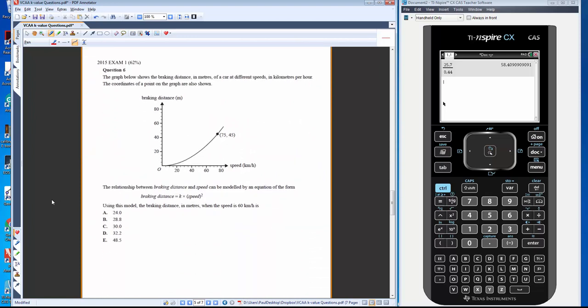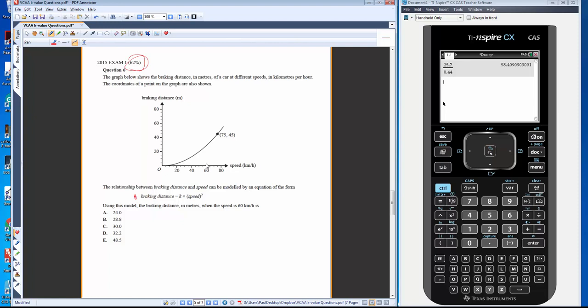Alright, again a bit more of an applied version of a question here, and this is a good question, and the state did well on it, 62%. Now what we've got is a graph showing braking distance in meters of a car at different speeds in k's an hour. The coordinates of the point on the graph are shown. So if a car's doing 75 k's an hour, it's going to take 45 meters to stop. Now we're trying to predict the braking distance when the speed is 60 k's an hour, given this formula.